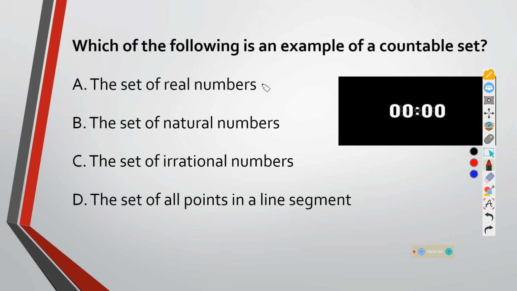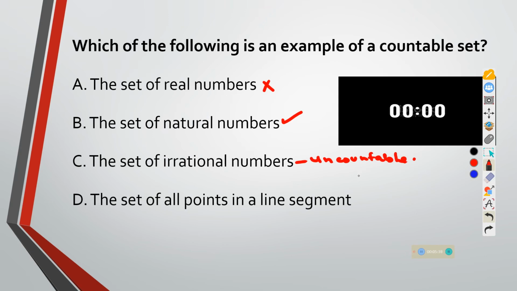When you look at this, this is a set of real numbers. There is no bijection or correspondence between the set of real numbers and the set of natural numbers. Next, let us look at the set of natural numbers. This is true because this corresponds to the set of natural numbers. And when you look at the set of irrational numbers, this is actually uncountable. So there is no correspondence.